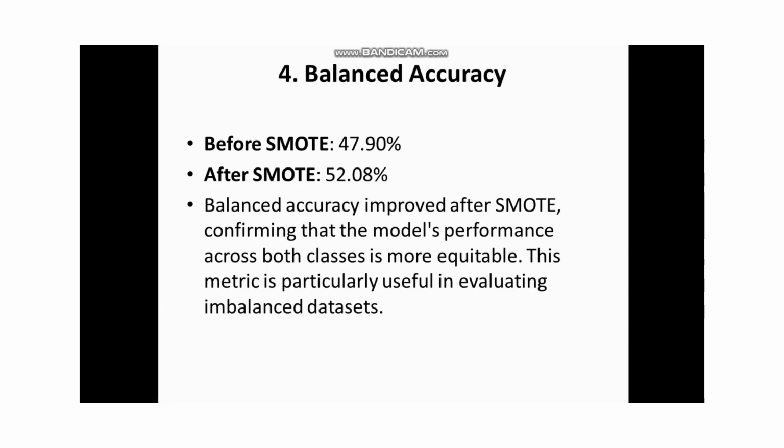So for balanced accuracy, before SMOTE we're having 47.90%, and after SMOTE we're having 52.08%. So balanced accuracy improved after SMOTE, confirming that the model's performance across both classes is more equitable. This metric is particularly useful in evaluating imbalanced datasets.